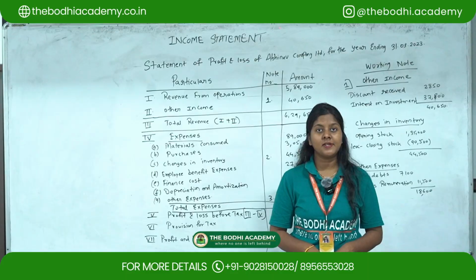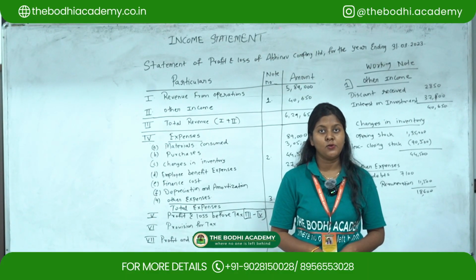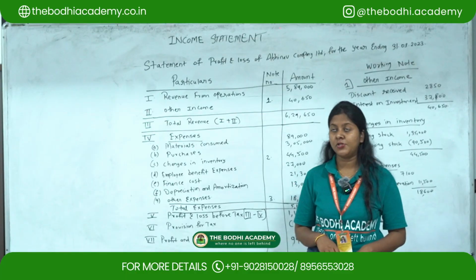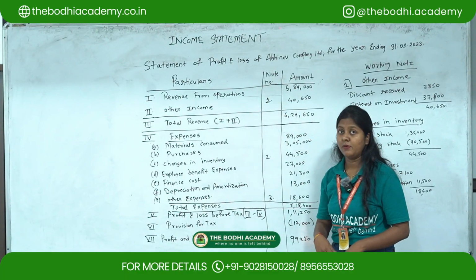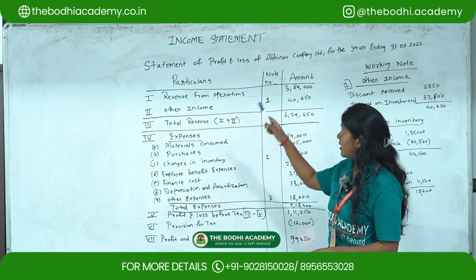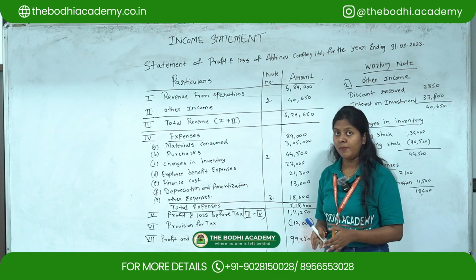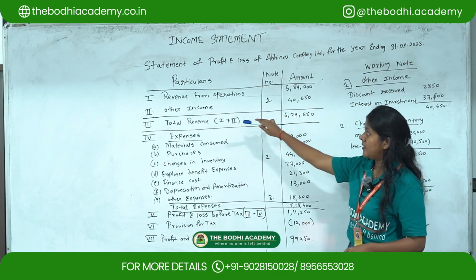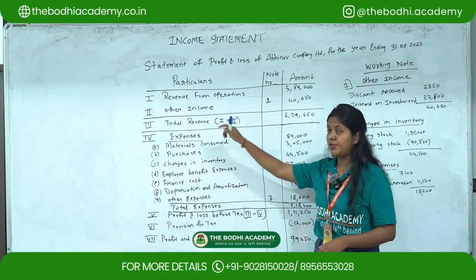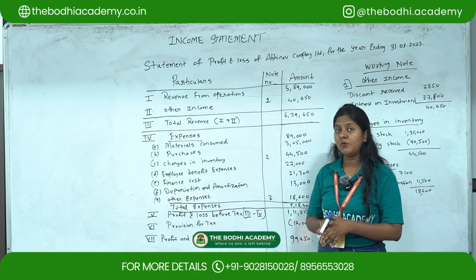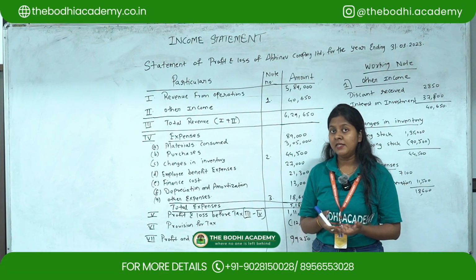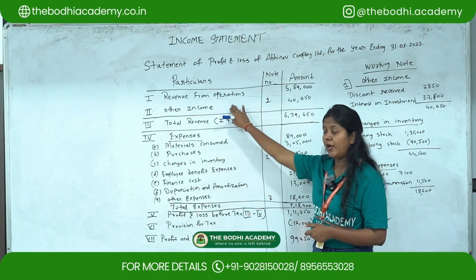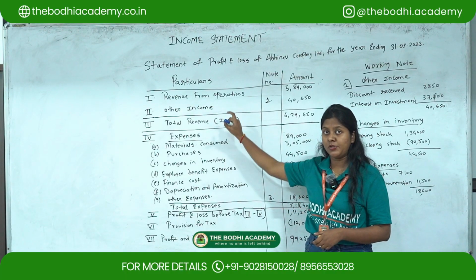Today we'll start with Standard 12th Accountancy PYQ solution of Chapter 7, that is Profit and Loss Account, which is also called the Income Statement. In this income statement you have to remember the format. The first item is revenue from operation. Revenue from operation includes the total sales minus excise duty minus sales return. This is the formula to calculate revenue from operation.